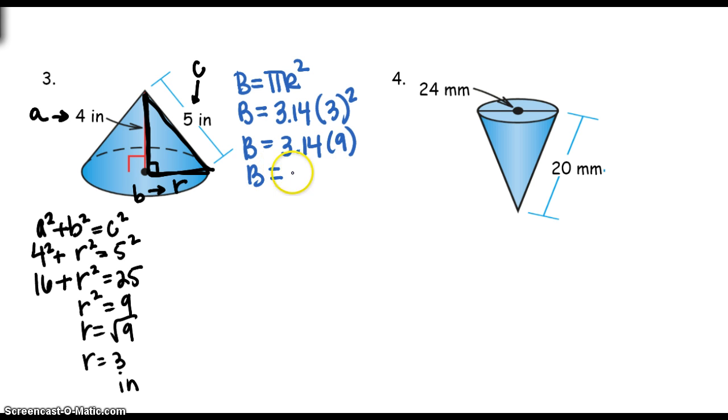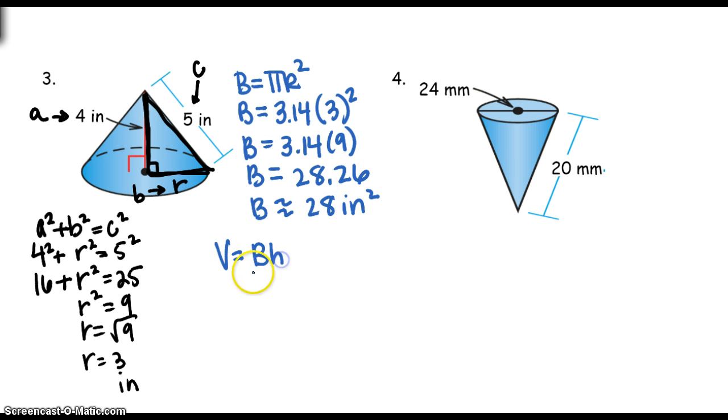And when I do that, I get about 28.26. But they want us to round to the nearest whole number. Well, the 2 doesn't change anything, so this is going to be about 28 inches squared. Then we have to find volume. So it's the area of the base times the height, all divided by 3. So the area of our base we found was 28, and our height is the perpendicular one, so our height is 4. Don't use the slant height. And that's all divided by 3.